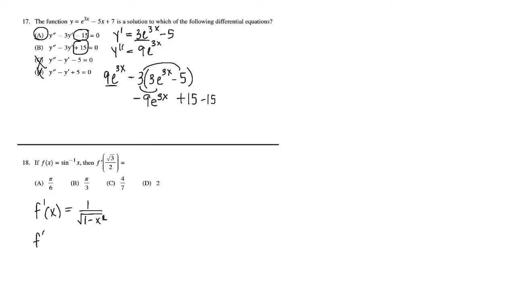So f prime at the square root of 3 over 2, and we have to make that substitution here. So I'm going to have 1 minus, if I square all of that, I get 3 over 4. That's going to give me 1 over the square root of 1 minus 3/4, which is a fourth, and the square root is a half. 1 divided by a half is 2. So it looks like 18 should be answer choice D.